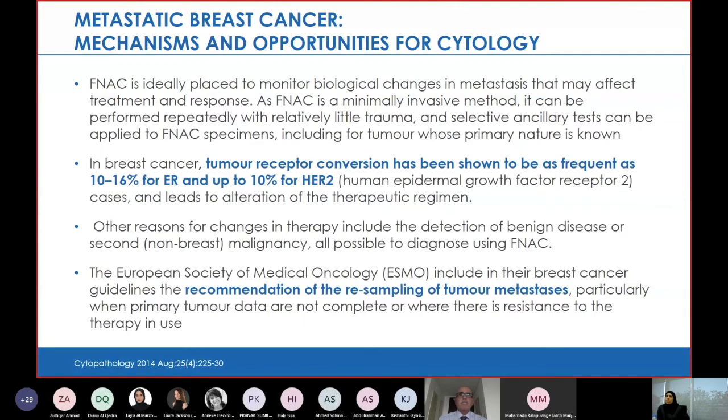We know that tumor receptor conversion can be very frequent, in as many as 10–16% of estrogen receptor positive tumors and about 10% of HER2. So there's increasing pressure towards documenting the immunophenotypic and genetic changes in metastatic breast tumors. The European Society of Medical Oncology now includes in the breast cancer guidelines the recommendation of resampling of tumor metastases. And cytology is the best way to achieve that.